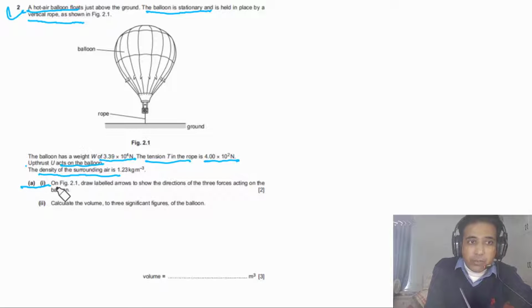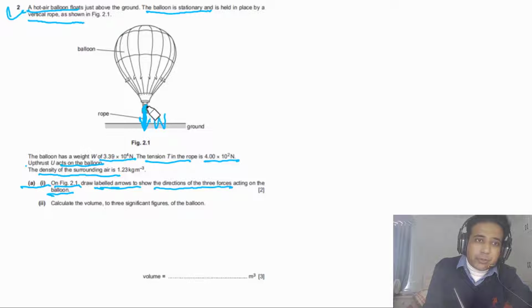For part A1, on figure 2.1, draw labeled arrows to show directions of 3 forces acting on the balloon. First of all, we can simply draw one force, that is the weight of the balloon. We can say weight of the balloon is acting downwards. So this is the weight of the balloon, and upthrust will be acting vertically up. So this is upthrust.